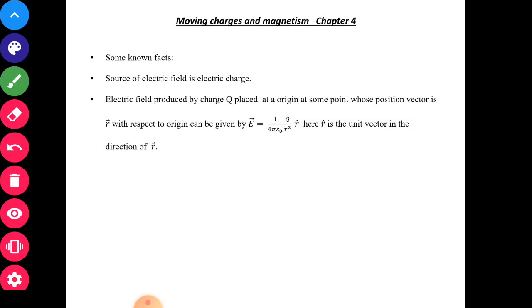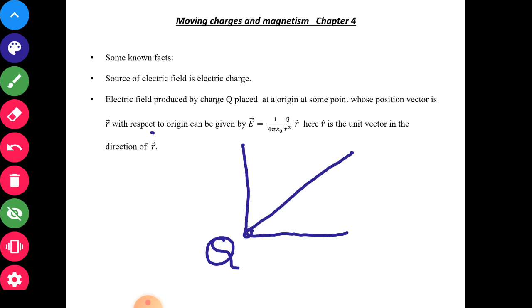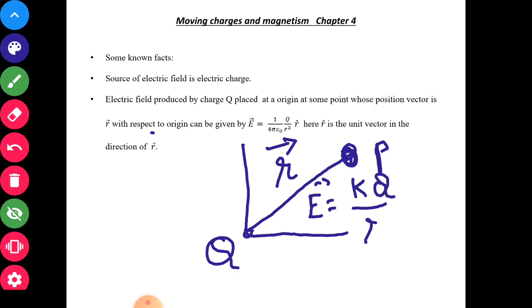Now if you have some charge q which is placed at a certain point, say for example on the origin, and you have this point P whose position vector is vector r, then the electric field at point P can be given by the formula, as you know, kq upon r square, r cap, where r cap is the unit vector in the direction of vector r, that we studied in our first chapter.